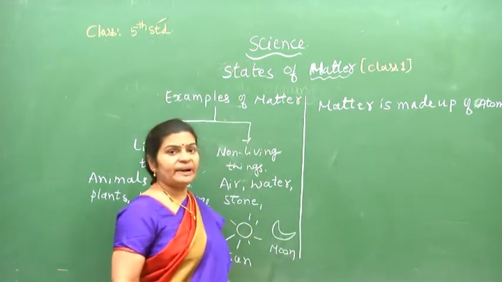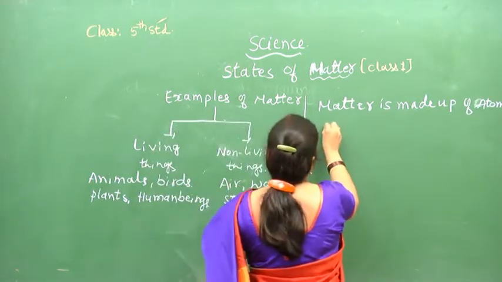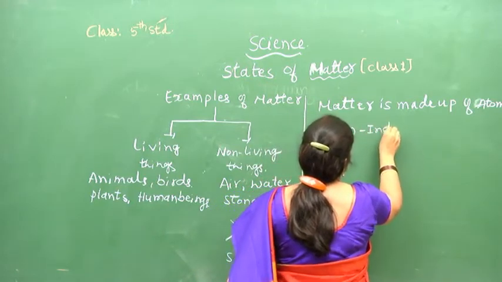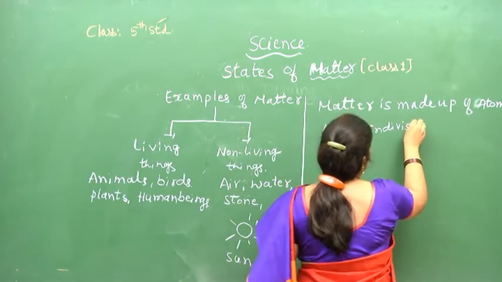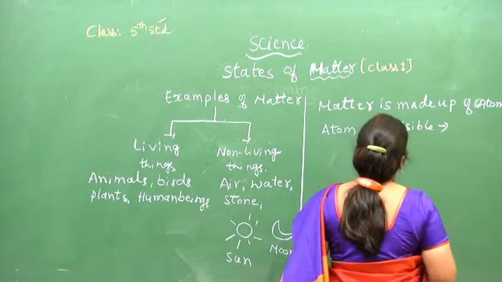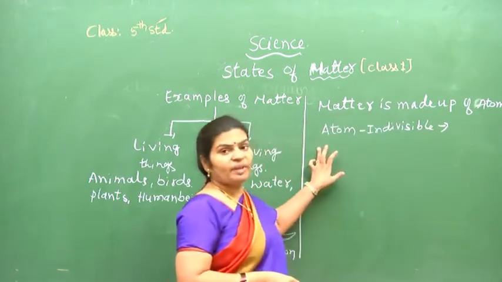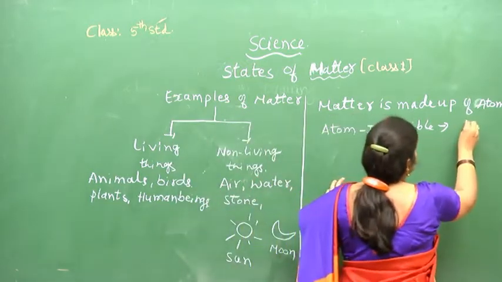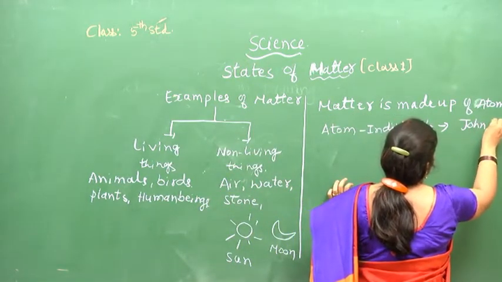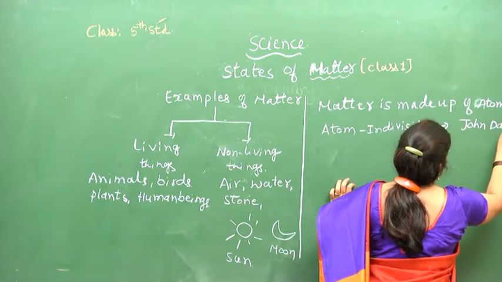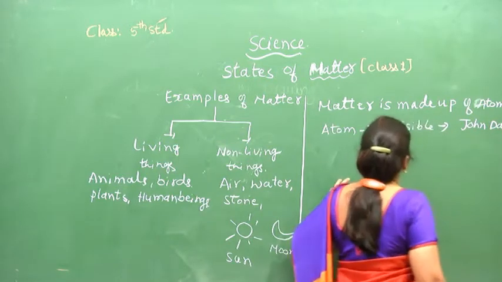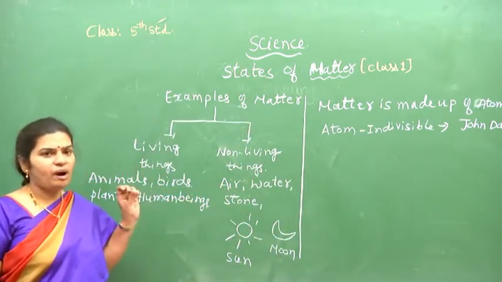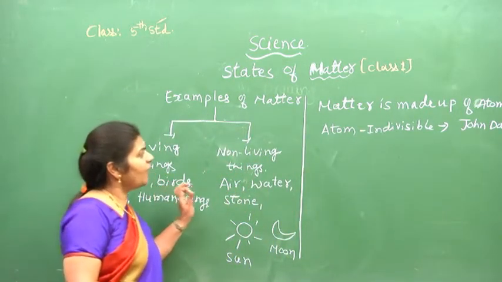Now what is the meaning of atom? The meaning of the word atom is indivisible. Then who gave this? The word atom, for the smallest particle, was given by the scientist John Dalton. So he gave the word atom for the smallest particle of matter.